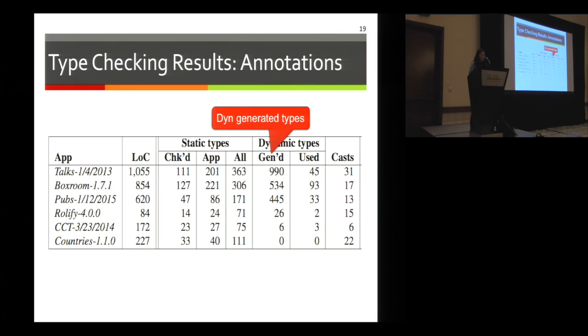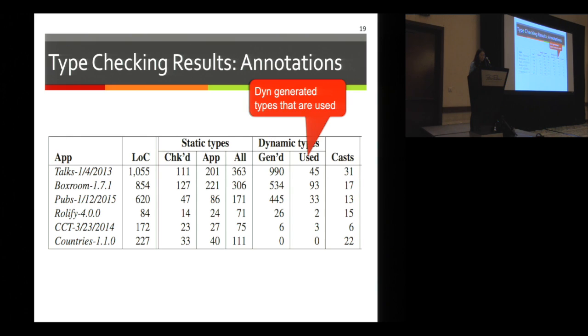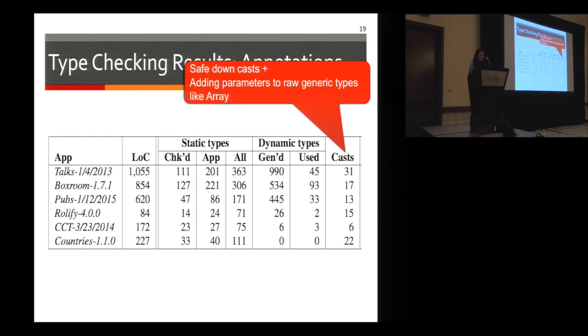We measured the numbers of dynamically generated types and dynamically generated types that were actually used. For example, we had this belongs to contract that generates one for owner and the other for owner equals, but only the owner type was used. Okay, if you look at the last application, it doesn't have any, just because that last application doesn't have any metaprogramming. And we measured the number of casts used in each application. Those were used for adding parameters to raw generic types.